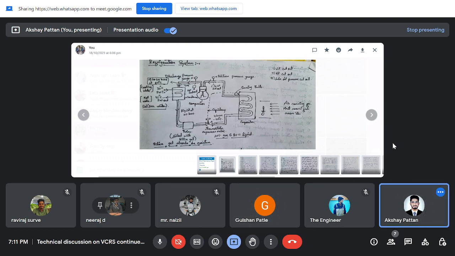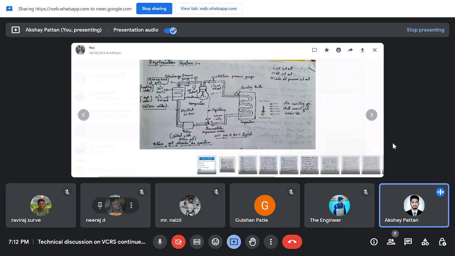Okay. So next is the high pressure cutout. Is there any doubt in the low pressure cutout? Okay, go ahead. So let us continue with the high pressure cutout. The high pressure cutout is also a safety device, which is fixed at the discharge side of the compressor.